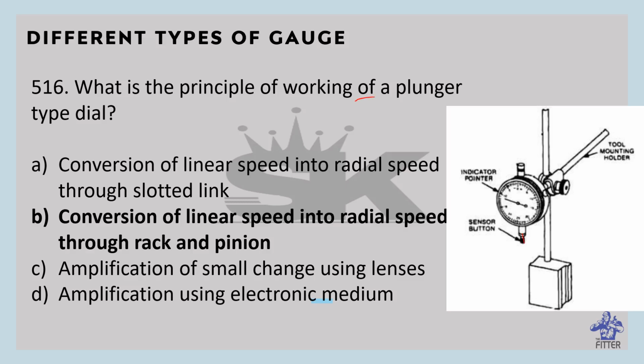So this is the spindle. It travels up and down. This movement is then converted to rotating needle scale reading. The dial gauge can measure up to a reading of 0.001 mm. It converts the linear speed into radial speed through rack and pinion.